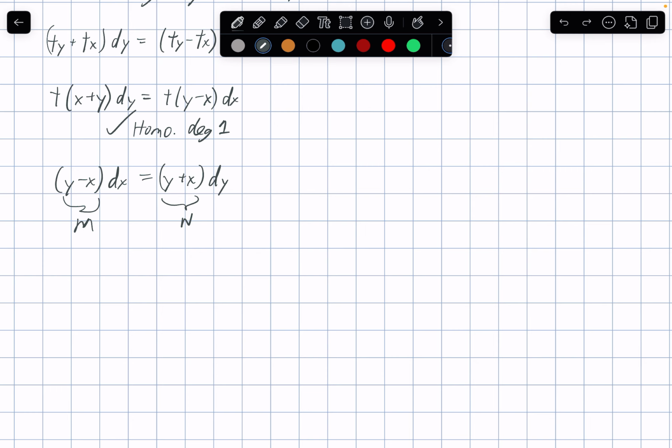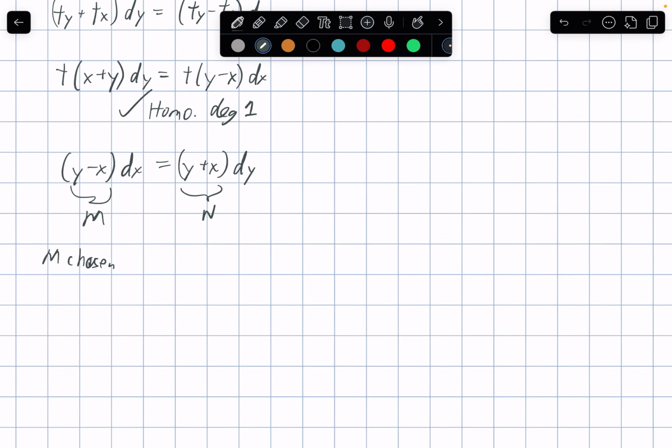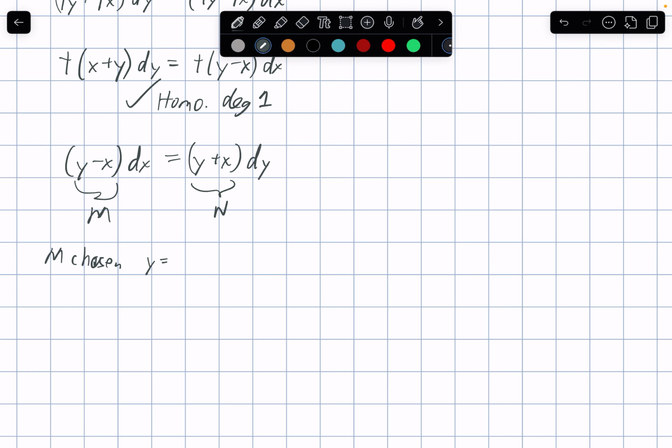So here, let's just try selecting m. Since we choose m, we need to use x equal to vy, okay? So v is also equal to x over y. And the derivative of x equal to vy is v dy plus y dv.